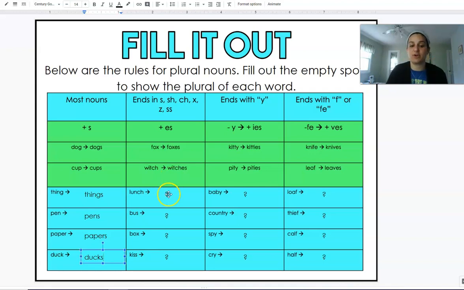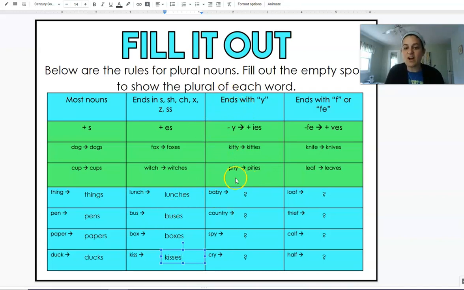Okay, so this one, the singular noun is lunch. To make it into plural, we're going to rewrite lunch, but then add ES, so it turns into lunches. Bus already ends with an S, so you wouldn't just add another S. You have to add ES, so it sounds like buses. Okay, same thing here with box. I'm rewriting box, but adding ES. And kiss, start with the KISS and then add ES. All right, good job, guys.